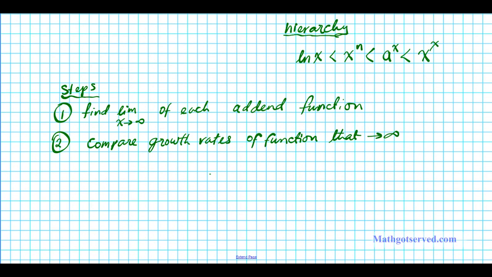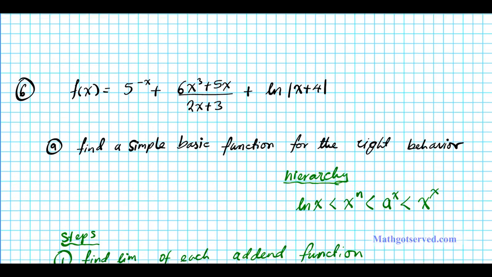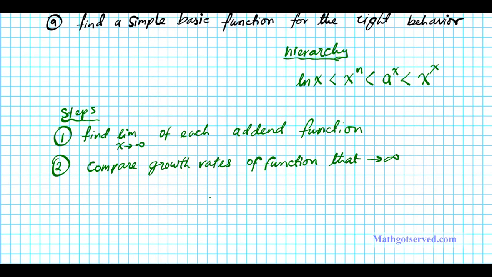So in this problem, we have three functions that are the addend functions. We have 5 to the negative x, we have 6x to the third plus 5x over 2x plus 3, and the natural logarithm of the absolute value of x plus 4. So let's look at the limits. Let's change the color here.